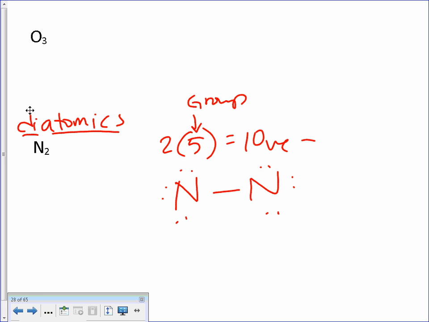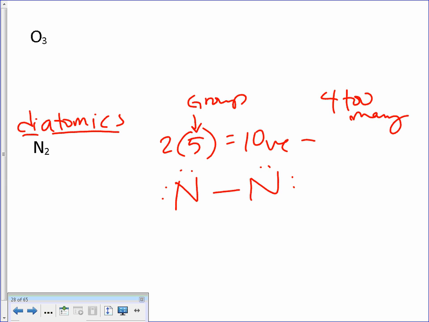14, so I've got 4 too many. So what do you think I'm going to put in the middle? Three bonds. So a triple bond. So now we just did a single bond, we did a double bond. Now that you're 4 too many, that means you're going to have to erase 4 from there and there.